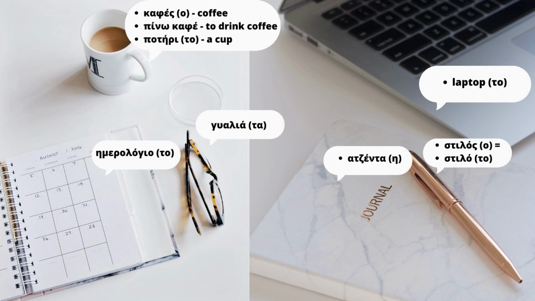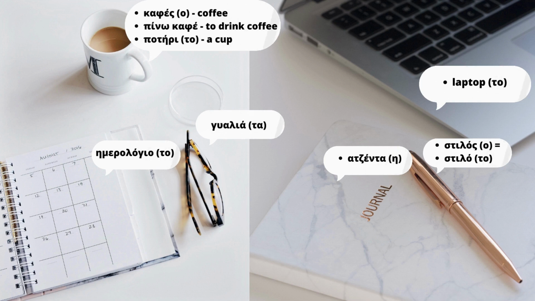We have a pen here and we have two options. You can use whatever you want. You can use both of them. The first version is in masculine gender and the second one is neutral gender. So we have two words, o stilos, this is the masculine gender, and to stilo, the neutral gender.